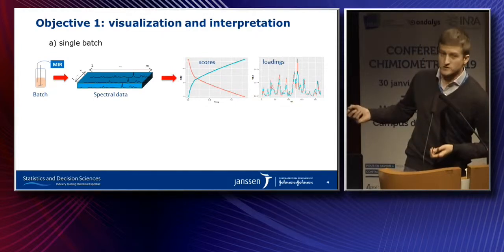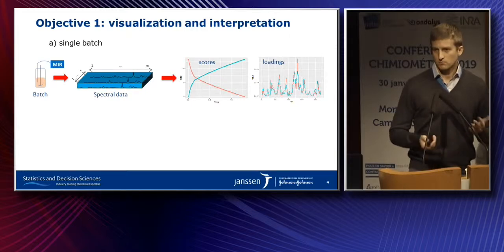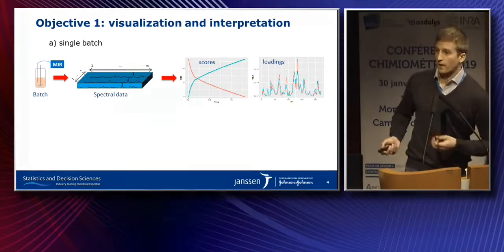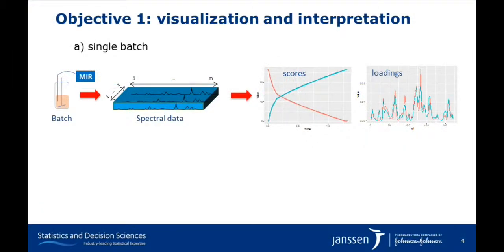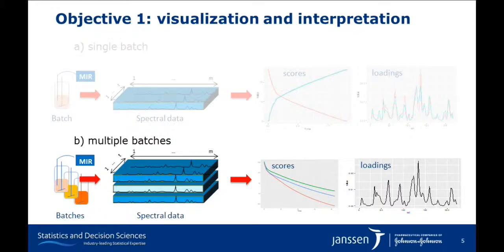So for the first objective, let's consider a single batch which is only monitored by spectroscopy. We will get spectral data, and we would like, only from those spectral data, to visualize the evolution of the main chemical compounds during the process over the time of the reaction, and also to have a look at the most influential spectroscopic variables. Or if you have recorded multiple batches, multiple reactions, we would like, only from the spectral data, to look in the same space at the evolution of the same compound and compare it for different reactions, and also, again, look at the spectroscopic variables of influence.